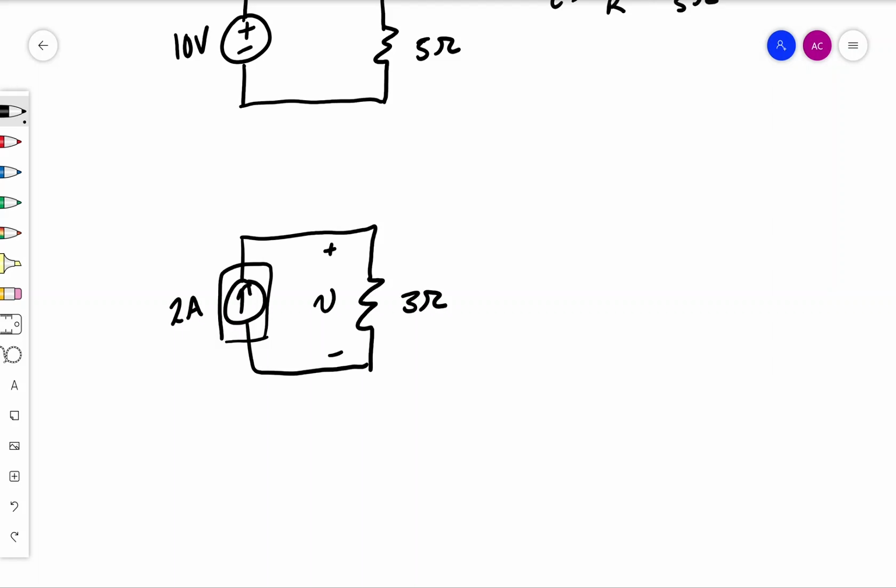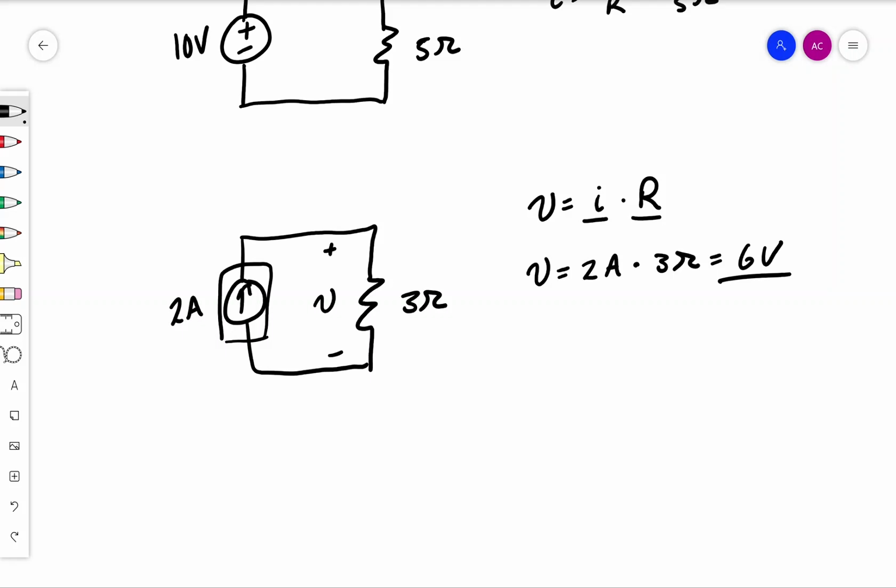Okay, so we can use Ohm's law again. So V is equal to I times R. This time we know I and we know R. Okay, so that's how we're going to solve for the voltage across this resistor. Okay, so we can say V is equal to 2 amps times 3 ohms. And that means there's going to be 6 volts across that resistor. Okay, so that's how we're going to solve for voltage, and that's how voltage and current are related.